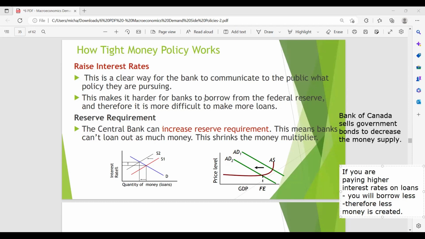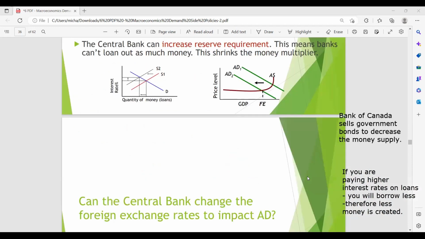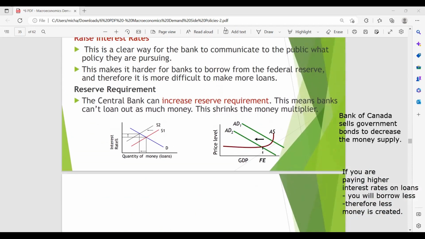And then also the central bank can increase the reserve requirement, so banks can't loan out as much money, and this shrinks the money multiplier. So to reduce the money supply, banks can increase the reserve requirement. They can do that too to reduce the money supply.